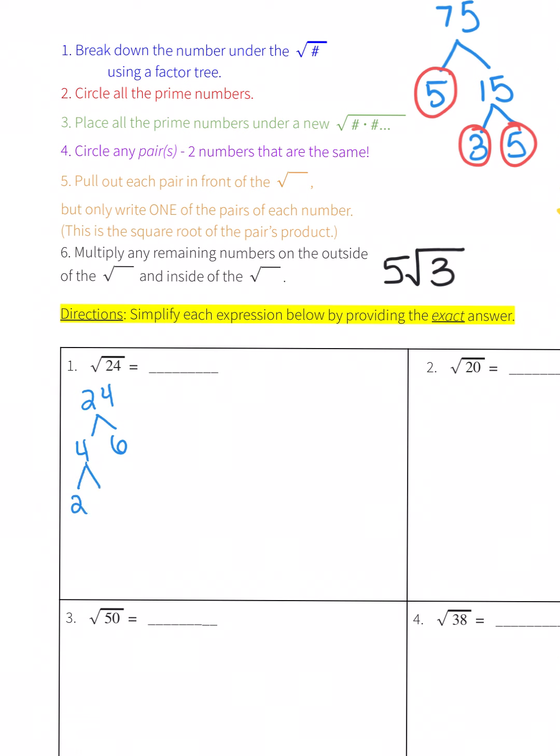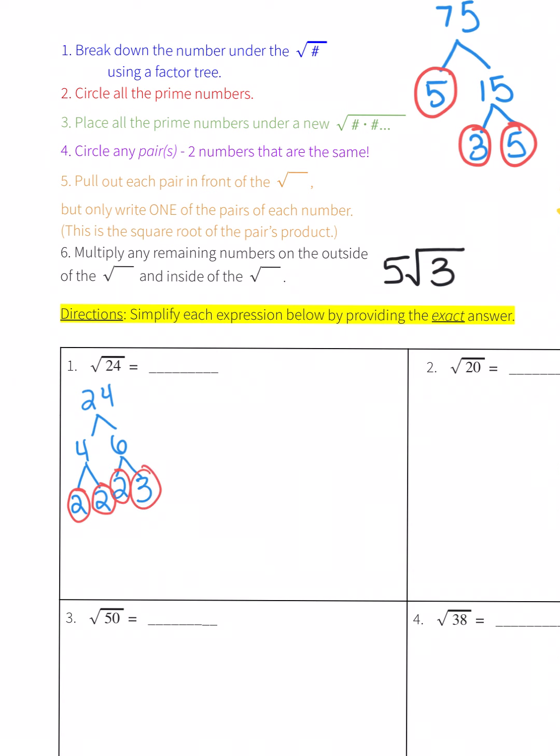Then I have 2 times 2. Nope, those are both prime numbers, so I'm going to circle them. Get to 6, no primes, so I need to keep going. 2 times 3 equals 6, and both of those are prime numbers. So I'm going to circle them.